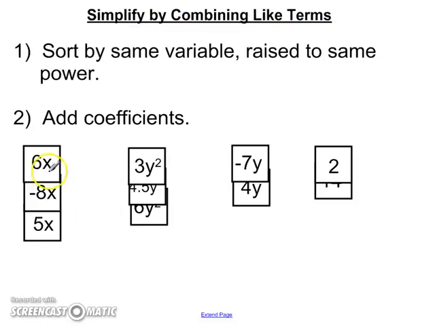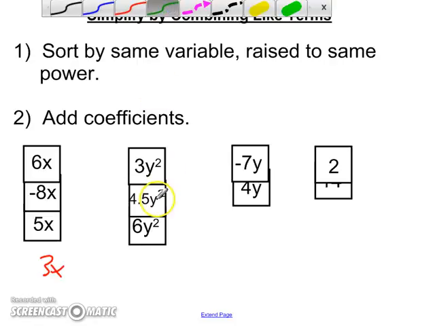All right, so my x's here, I've got 6 and -8, well that's -2. -2 plus 5 is just 5 minus 2, so that's 3. So this part here is 3x. So I simply put the x's, the things that are x's, together, and then I added their coefficients together. My y squareds here, I'm going to move this so I can see them a little better. These are all positive, so I should be able to just simply add all of them up. 3 plus 4.5, well that's 7.5. Plus another 6 is 13.5.